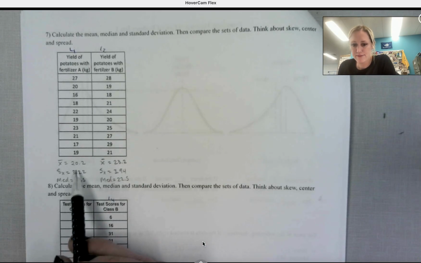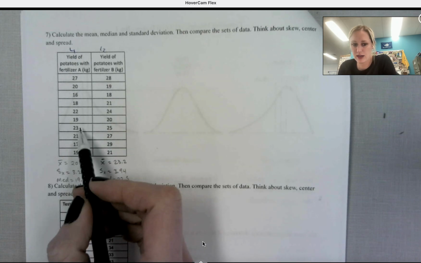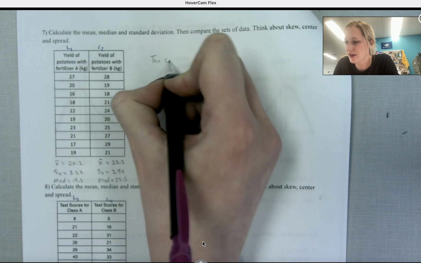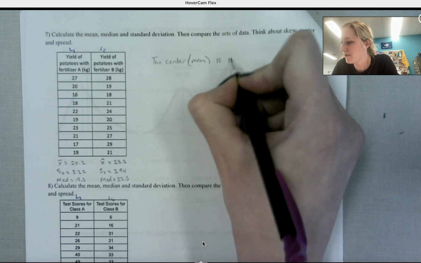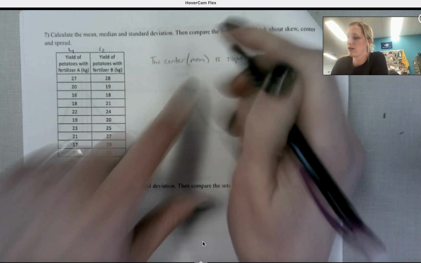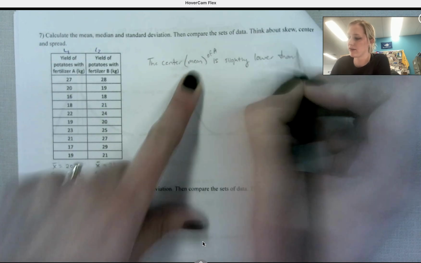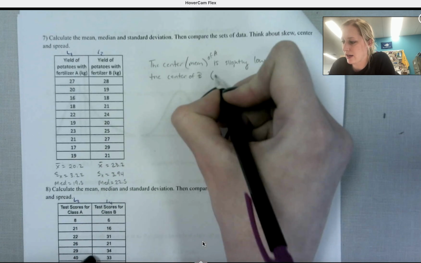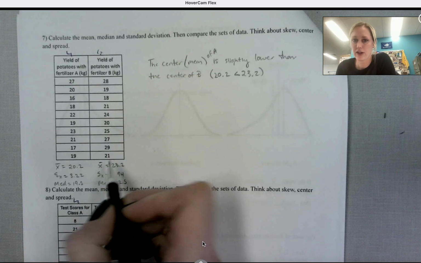So the center, right, is we're looking at the mean. So we're talking about, okay, the mean for this fertilizer A is slightly less than fertilizer B. So we're going to say the center of A is slightly lower than the center of B. So where I'm getting that is 20.2 is less than 23.2, right? Those numbers here. Okay, so we talked about center.